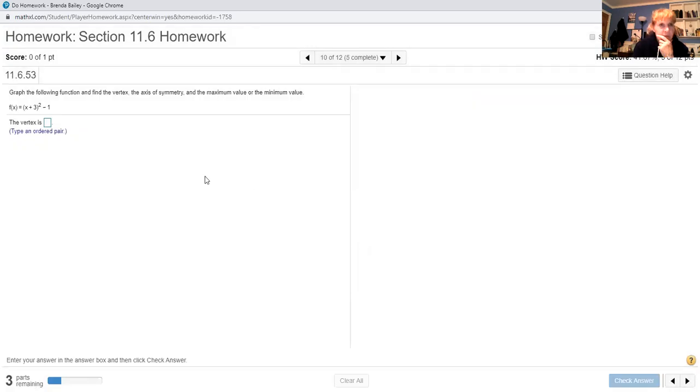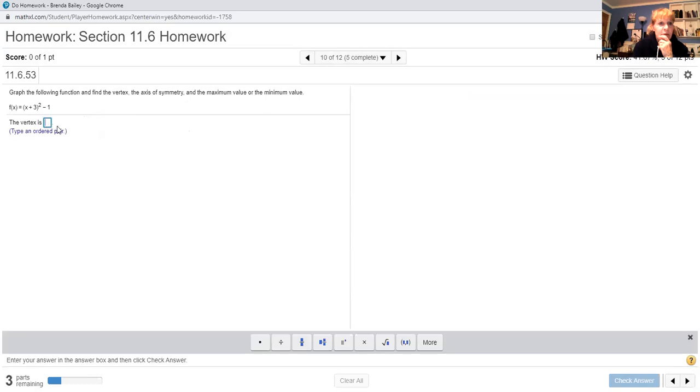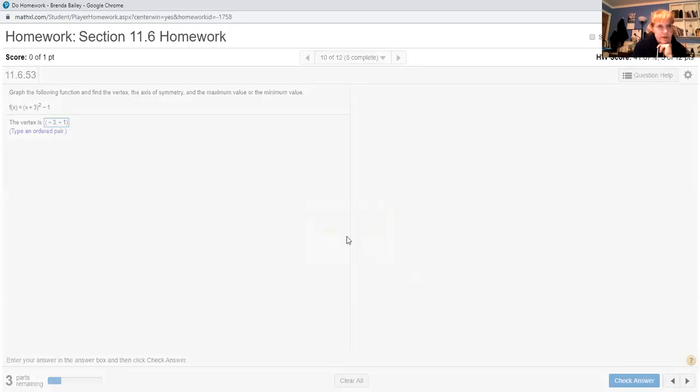I want to do one more where we have to graph, and maybe you guys don't need it, but I'll try to do one more. We want to graph the following function, find the vertex, the axis of symmetry, the maximum or the minimum value. Let's go ahead and try this one. And this will be the last one. I think you guys can kind of figure it out. Our vertex, as an ordered pair, we have to type it in. Our vertex is a -3, -1. So in other words, we went to the left 3 and down 1. So our vertex is a -3, 1. Check answer. Okay, thank you.